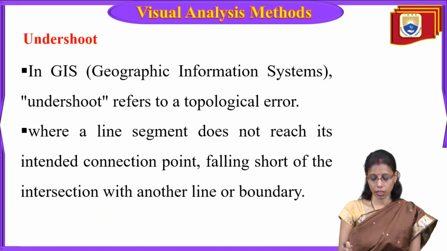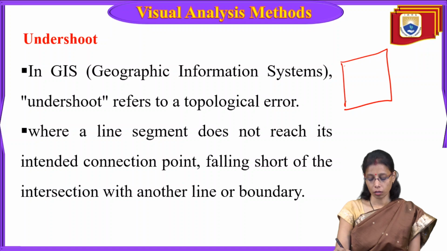Now undershoot. What is undershoot? That is the opposite of overshoot. This is the map, and your road is from here to here. You have to draw this road with a starting point and an end point. We start the digitization process like this and end it here itself. So where is the gap? This is the gap, and this gap is the error.